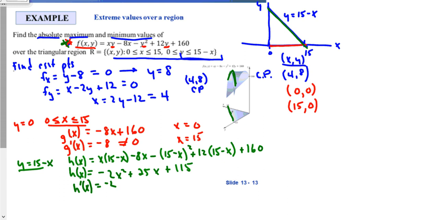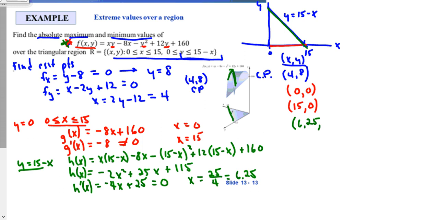which is negative 4x plus 25. Set it equal to 0. That means that x is 25 fourths, which is 6 1/4. Okay, so that's the only critical point. So we'll do 6.25. That's a critical point for the points that are on that border. So that might be this high point up here.